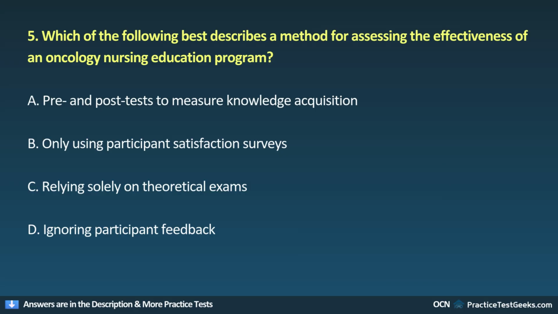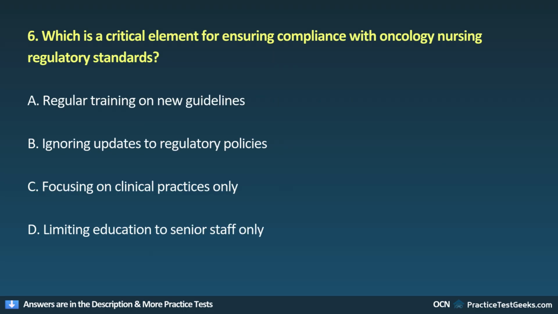5. Which of the following best describes a method for assessing the effectiveness of an oncology nursing education program? A. Pre- and post-tests to measure knowledge acquisition. B. Only using participant satisfaction surveys. C. Relying solely on theoretical exams. D. Ignoring participant feedback.